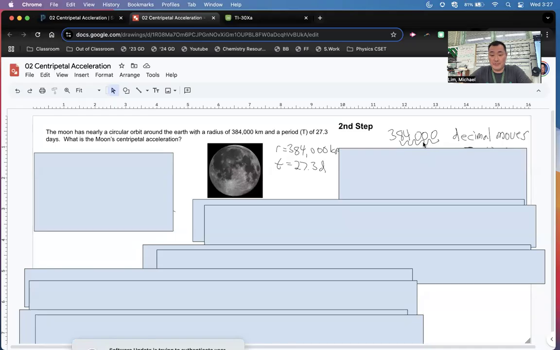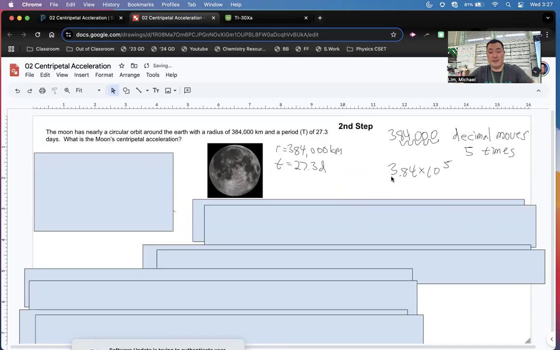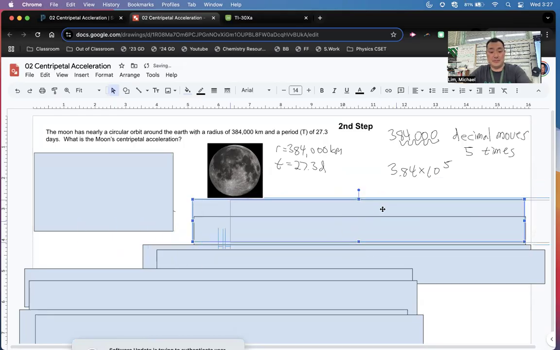So with the decimal moving 5 places to the left, we can make this 3.84 times 10 to the 5th power, just like I have here. 3.84 times 10 to the 5th is the same thing as 384,000 kilometers. So we're going to use this from now on. We need to convert this 3.84 times 10 to the 5th kilometers into meters.